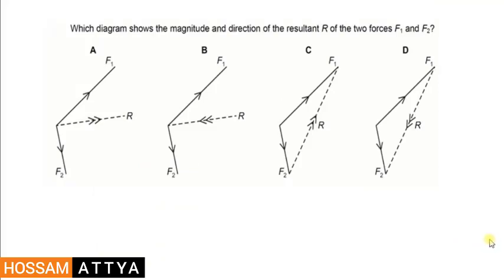Which diagram shows the magnitude and direction of the resultant force R of the two forces F1 and F2? Now, according to the first drawing, if we complete this as a parallelogram, this gives us the resultant pointing out from the common tail towards the intersection point. So the answer is A.